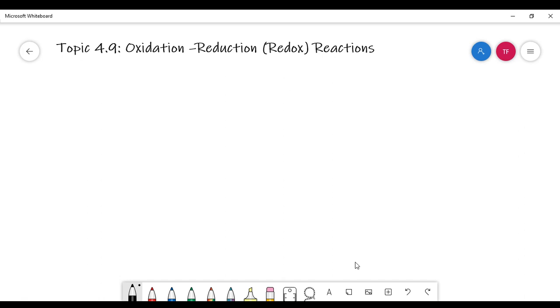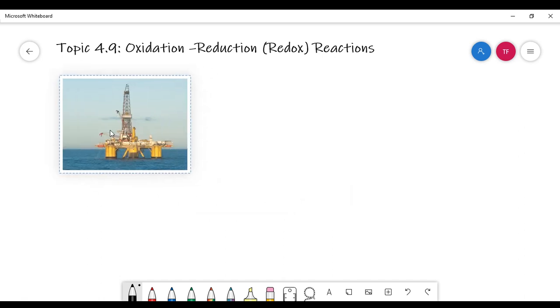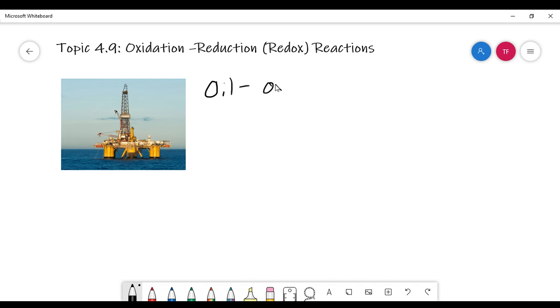So first, let's be able to identify whether an element is being oxidized or reduced. In order to do that, you need to know one thing: OIL RIG. Why OIL RIG? OIL: oxidation is loss of electrons. So when we're talking about redox reactions, we're always talking about electrons being lost by an element or gained by an element. And in order for a redox reaction to occur, you must have both occur. So oxidation is the loss of electrons. If an element loses an electron, that is an oxidation reaction.